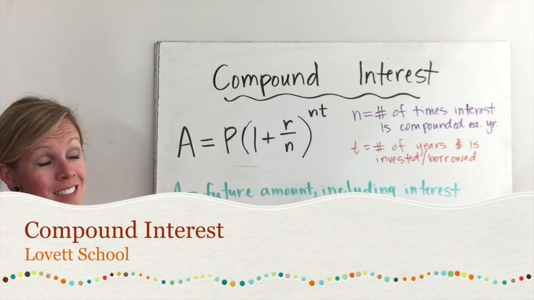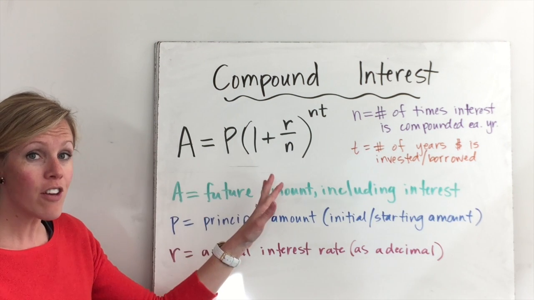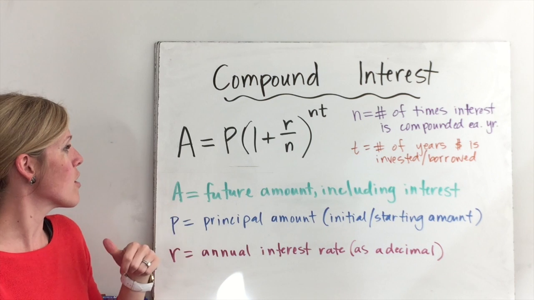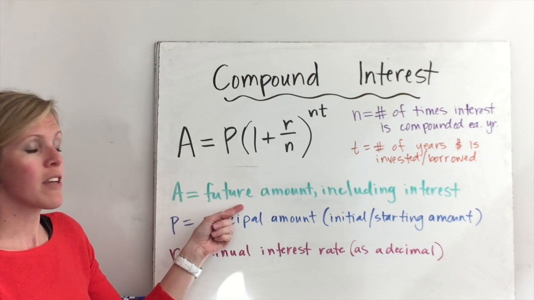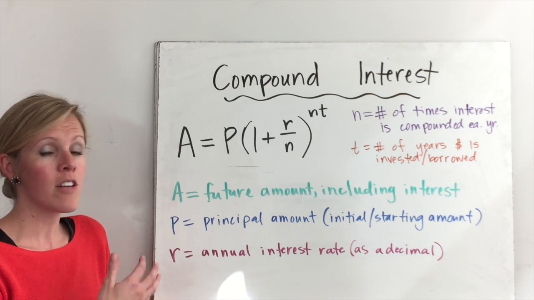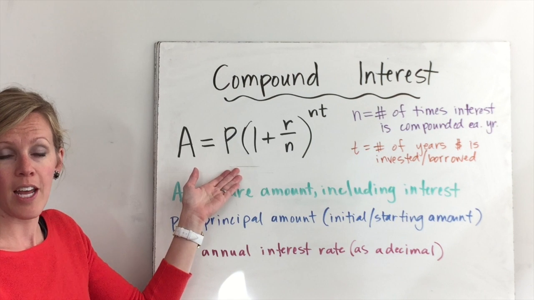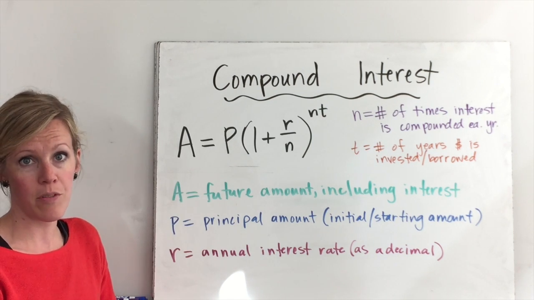Today we are talking about compound interest, and we've got this scary looking but not that hard to use formula. Our formula here is going to give us a future amount. Basically, if you put money into a savings account and it has a compounding amount of interest, this formula can tell you how much money you're going to have in that savings account after a set number of years.